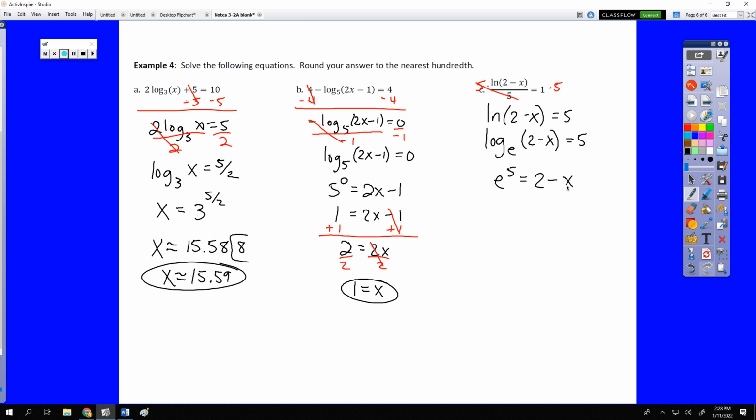minus x. Now we could move the 2, but it's easier to move the e to the 5th and the x to make the x positive, which would give us x is 2 minus e to the 5th power, and we feed that to our calculator. That would be negative 146.413, so x is approximately negative 146.41.